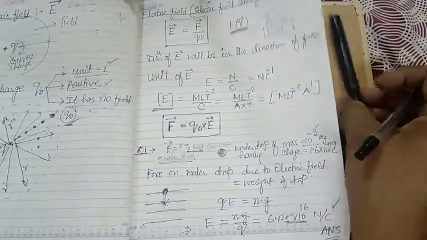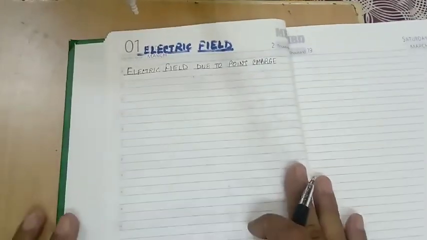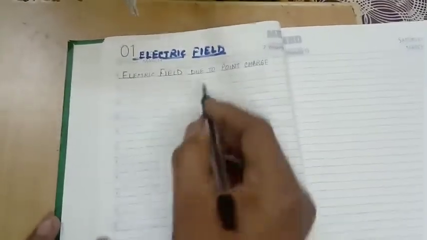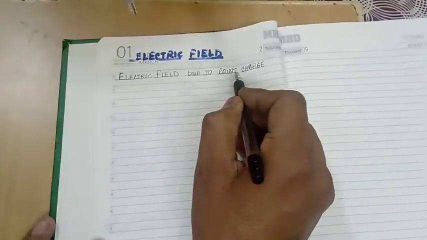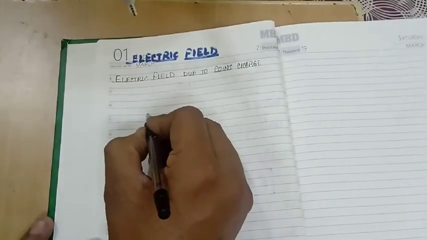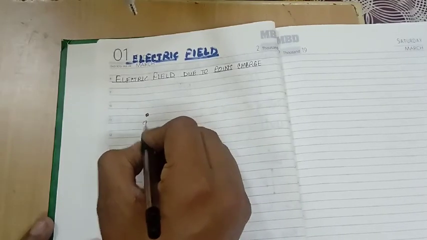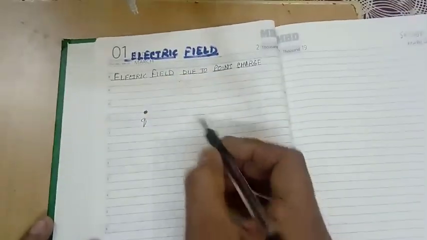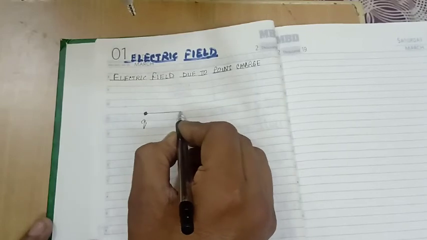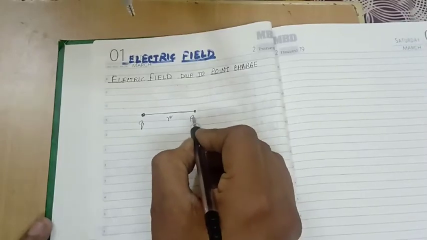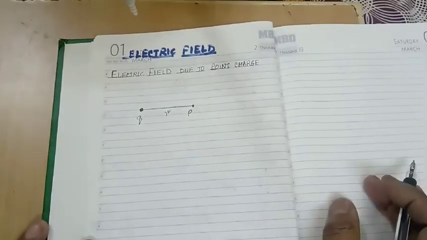This is the value. Now the other derivation, a very small derivation in electric field: electric field due to a point charge. We want to know the electric field due to a point charge. To find this electric field, we will take a simple source charge Q, of value Q, and it will have its own field around it. At a certain distance R, we want to know at this point P what the electric field strength should be.